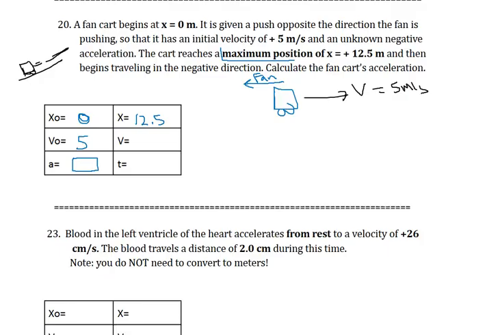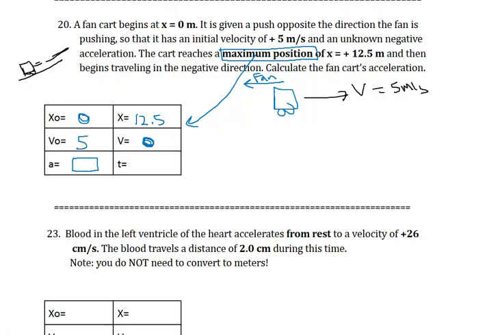Okay, so the hard part of word problems is getting the right signs, positive or negative, and catching the hidden clues. So remember what happened with the incline lab. Max position means V equals 0. That is hidden information that you have to translate from words to numbers. And then it says calculate the fan cart's acceleration.